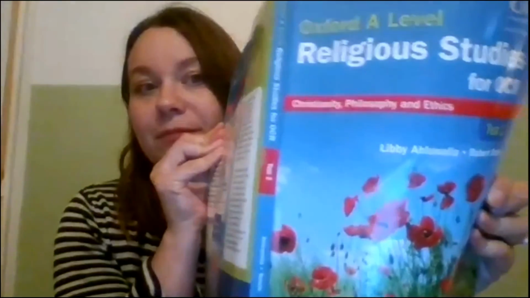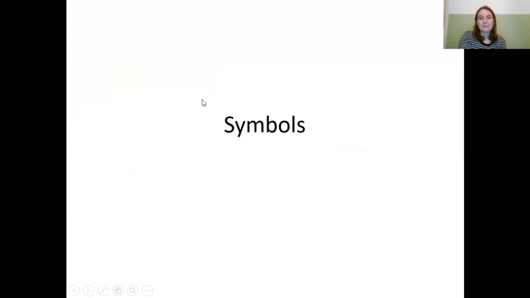So today's lesson we are moving on with the unit on religious language, and today we're going to learn all about symbol and how symbol can be used as a form of religious language. I am going to be pausing in a few places and asking you to read parts of the book. So we're using this book, Religious Studies for OCR, and we're going to be reading pages 54 to 57. Okay, so hopefully you've got those attached to your work today that you can use. So the title today is Symbols.